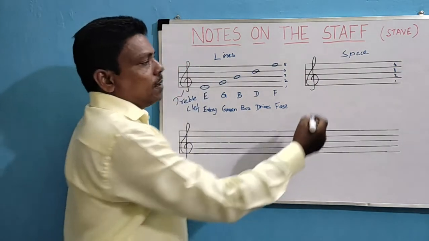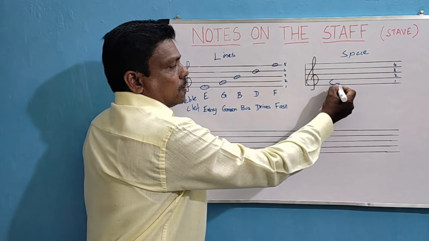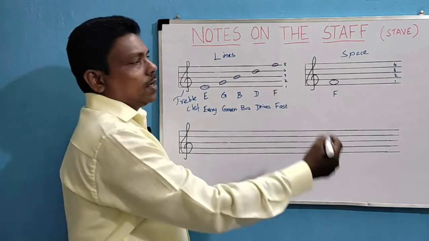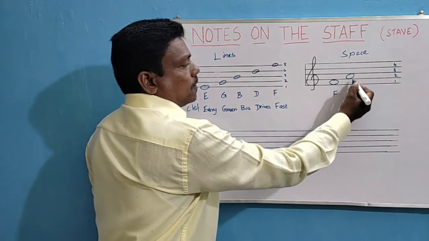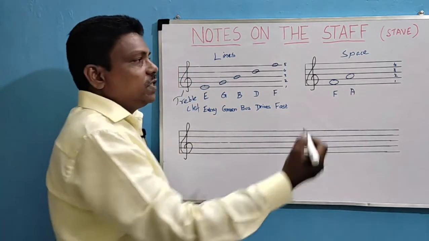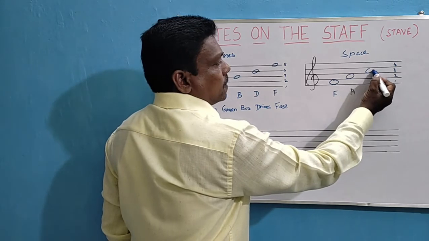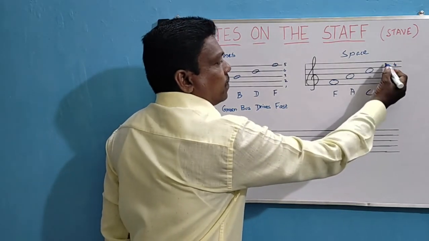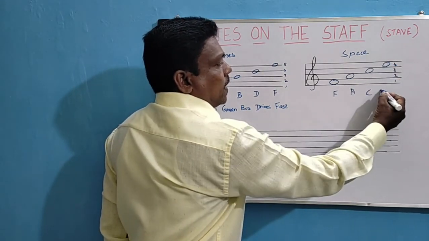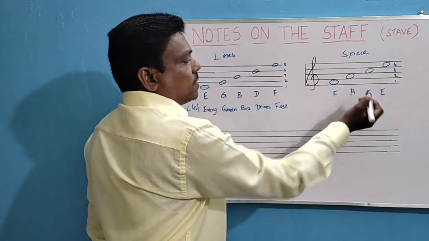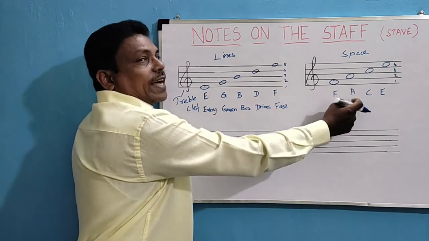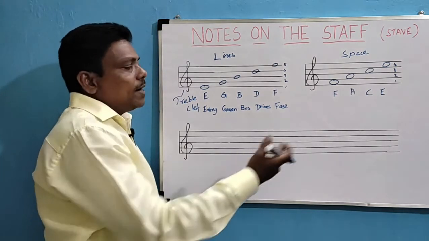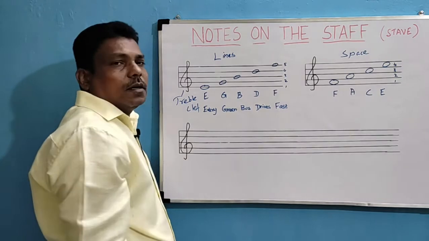Here, if you write a note on the first space, the name of this note is F. If you write a note on the second space, it is A. The note written on the third space is C. And the note written on the fourth space is E. So notes on the spaces: first space is F, second space is A, third space is C, fourth space is E.